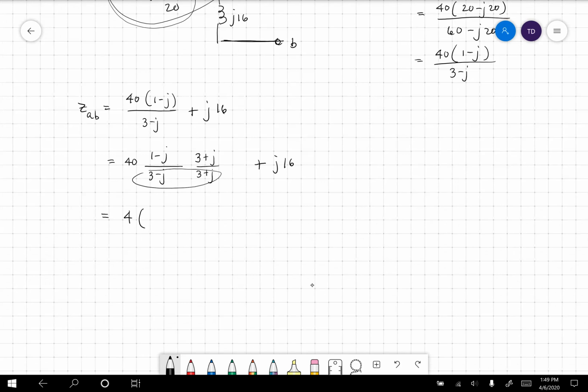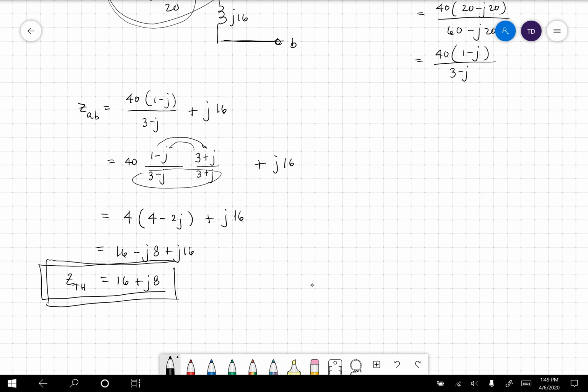Minus j times j is plus 1. 3 plus 1 is 4. Minus 3j plus a j, minus 2j, plus j16. This is equal to 16 minus j8 plus j16, which is equal to 16 plus j8. That's Z Thev. And that's a great form to put it in.